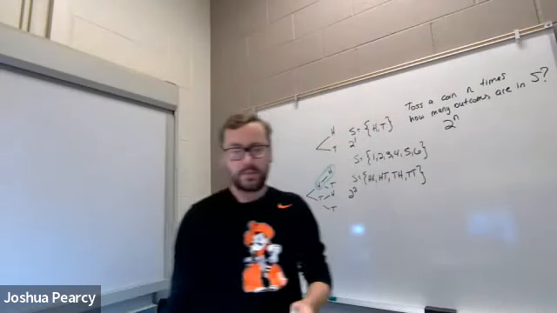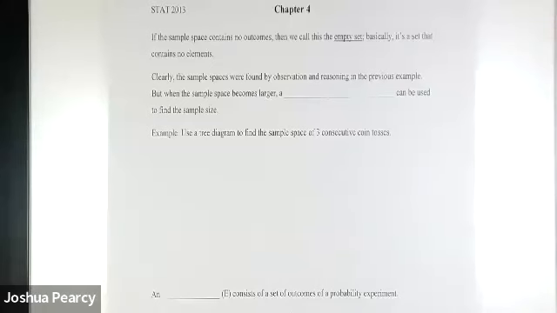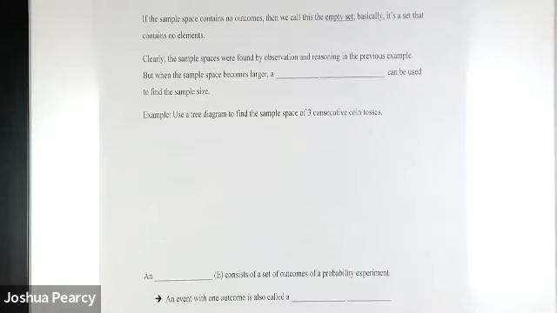Now let me turn it back around. If the sample space contains no outcomes, we call this the empty set. So what does that look like? S is just the set with nothing in it. And you can denote that by a 0 and then draw a vertical line through it.